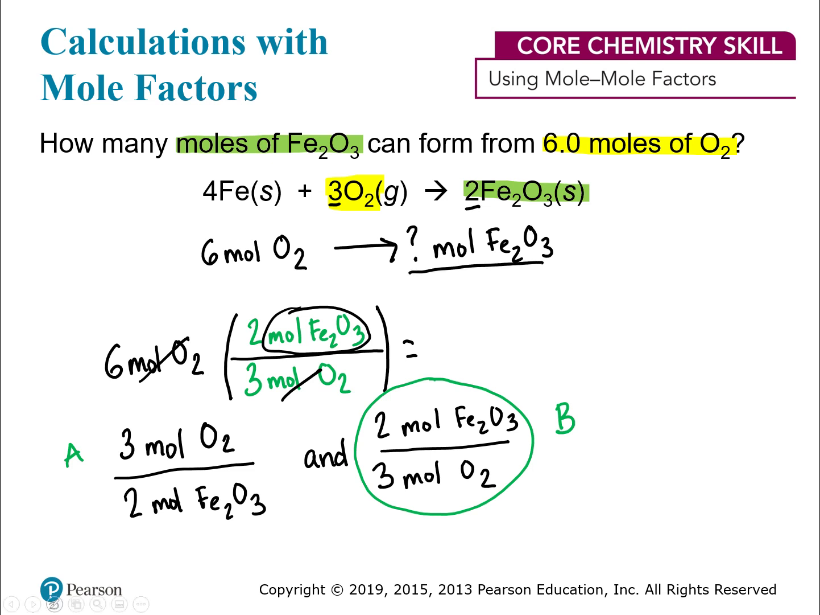When you put this into your calculator, you're going to do 6 times 2 divided by 3. And that's 12 divided by 3, which gives you 4.